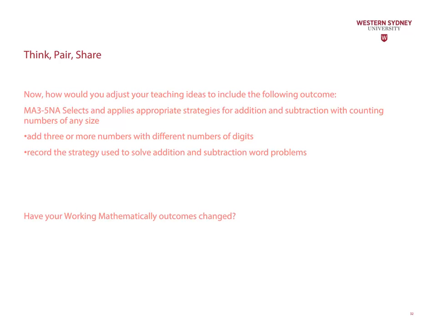And let's do one more. Now, how would you adjust your teaching ideas to include the following outcome? This time we're looking at addition and subtraction for stage 3. I'd like you to think about adding 3 or more numbers and recording the strategies used to solve addition and subtraction word problems. Those are our content descriptors. What can we do to incorporate that with our whole number strand? Does it make sense?